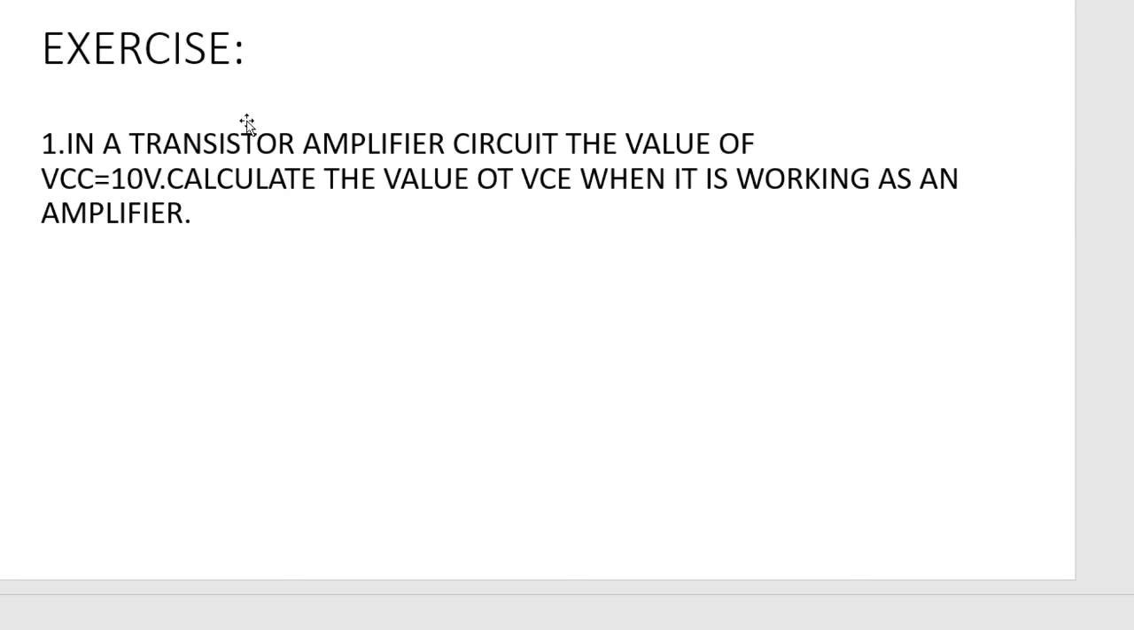So here I am considering an amplifier circuit where VCC is equal to 10 volt. Okay, so I want you to calculate the value of VCE when the transistor is working as an amplifier. You can post your answers in the Google Classroom.